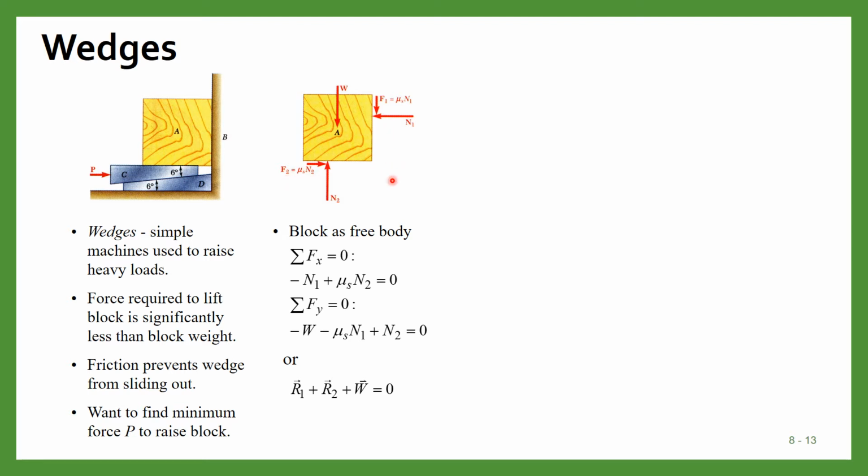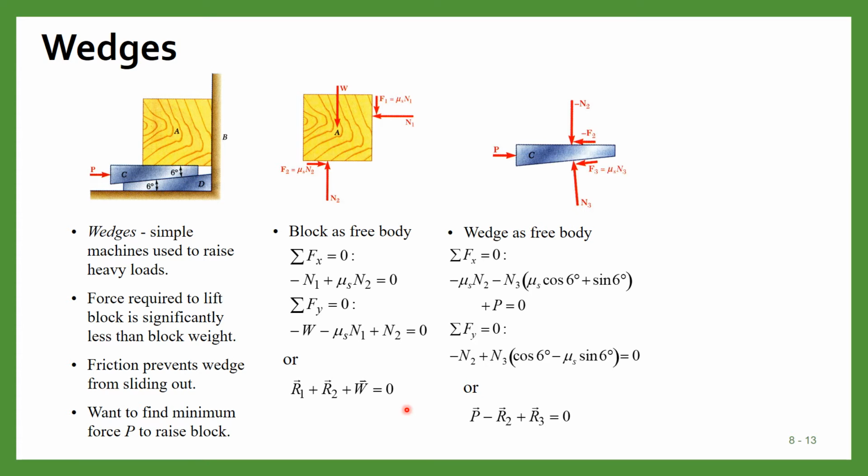Now for equilibrium we can equate the summation of Fx equal to 0 and Fy equal to 0. So in the x direction we have minus N1 plus mu s N2 equals 0, and in the y direction we have minus W minus mu s N1 plus N2 equals 0. Or we can also write it in the form of resultants. So we can find R2, we can find R1, and we can write in vector form R1 plus R2 plus W equals 0.